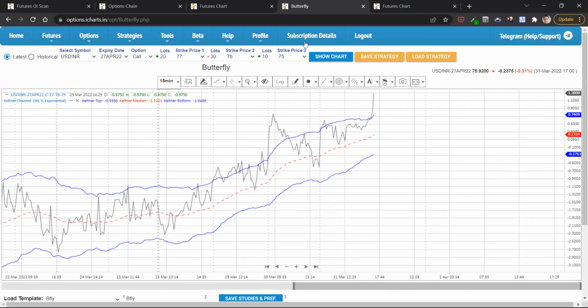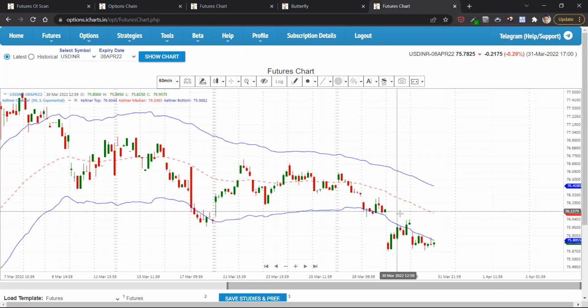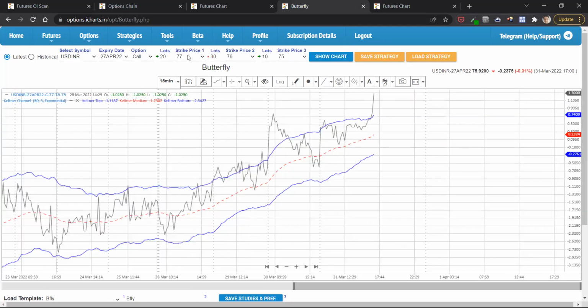So this is perfectly hedged because 30 lots is short and 30 lots is long. It's just that what we are doing is we are heavy on the top. We are saying that the trend is bearish, because here we have seen that the trend is bearish. That's the reason why we have taken a bearish stance.